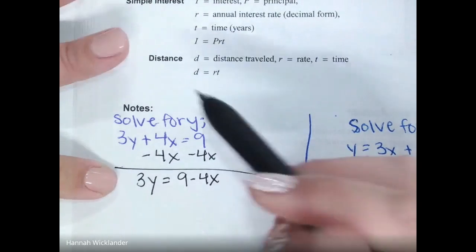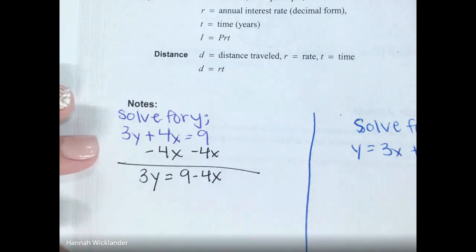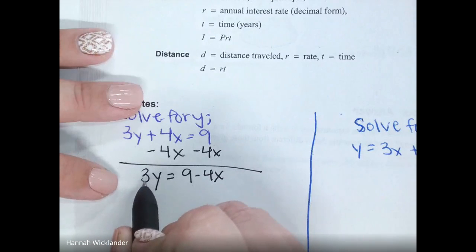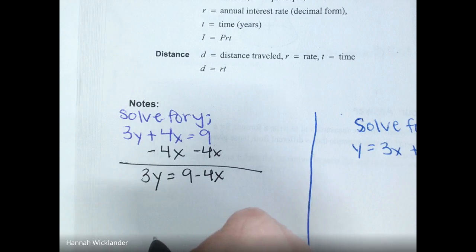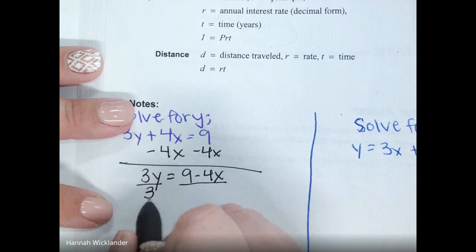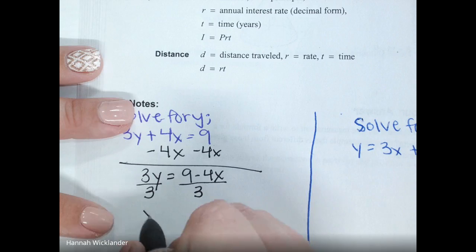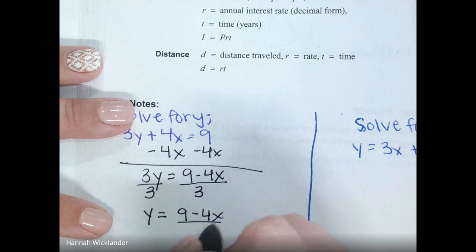Now, I have my y on one side and everything else on the other, except there's a 3 in front of the y. So I want to get rid of the 3 by dividing, because the 3 and the y are being multiplied together. The opposite of multiplication is division. So I'm going to divide by 3, and then I'll be left with just the y. What I do to one side of the equation, I must do to the other. So those 3's will cancel, and I'll be left with y equals 9 minus 4x divided by 3.